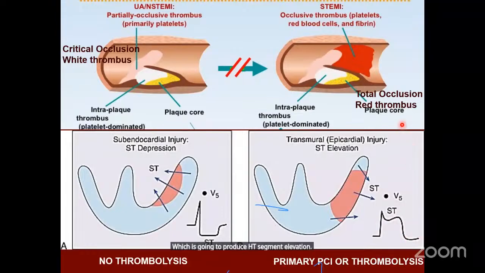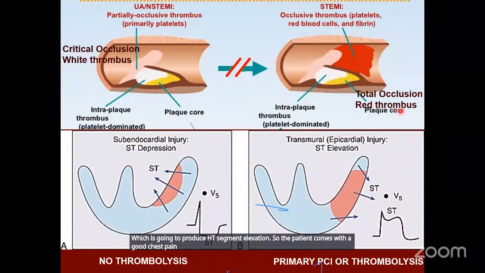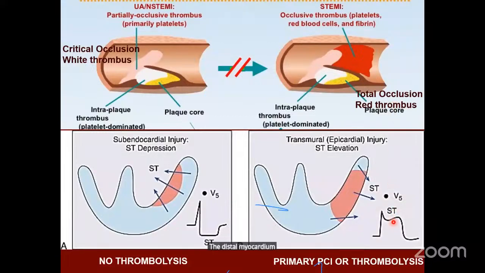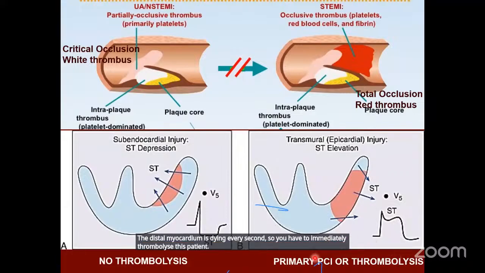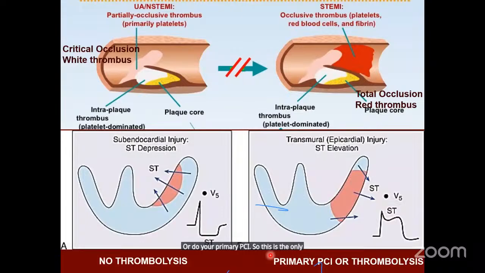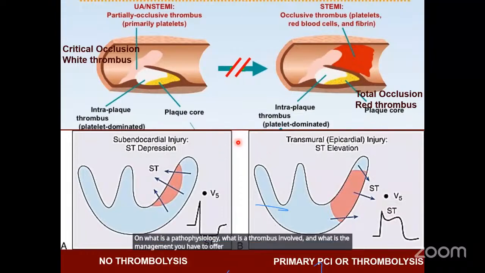So the patient comes with acute chest pain with ST segment elevation. It is total occlusion due to red thrombus. The distal myocardium is dying every second. So you have to immediately thrombolyse this patient or do a primary PCI. This is the only investigation which will tell you not only that it is an acute coronary syndrome, but what type of acute coronary syndrome it is, what the pathophysiology is, what thrombus is involved, and what management you have to offer in that particular acute coronary syndrome.